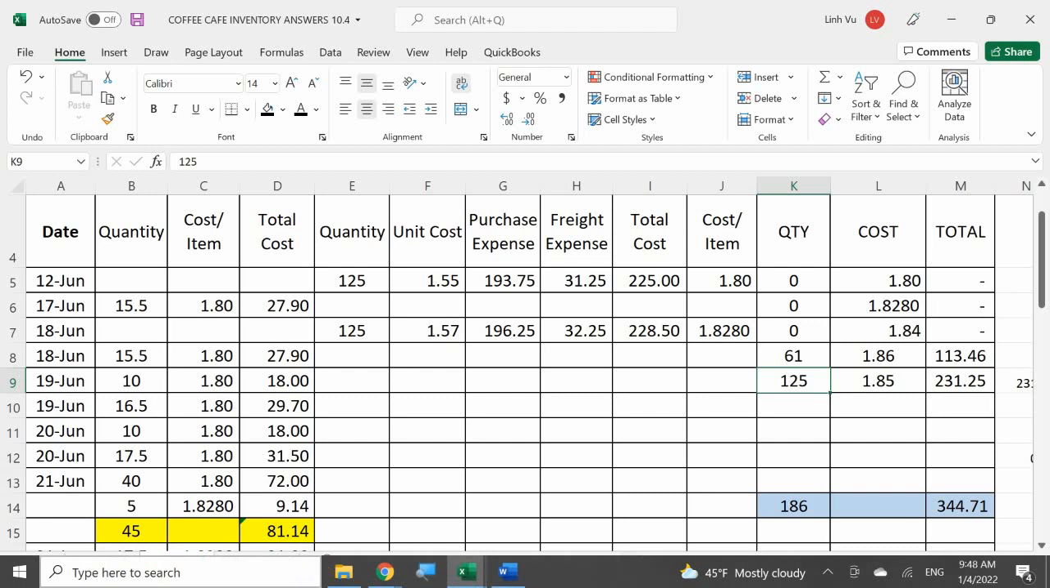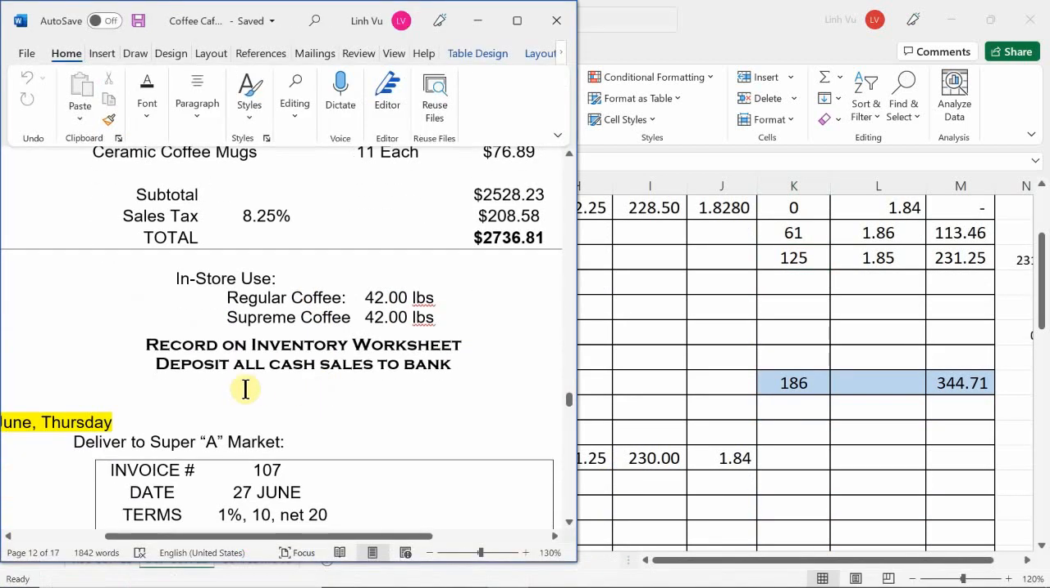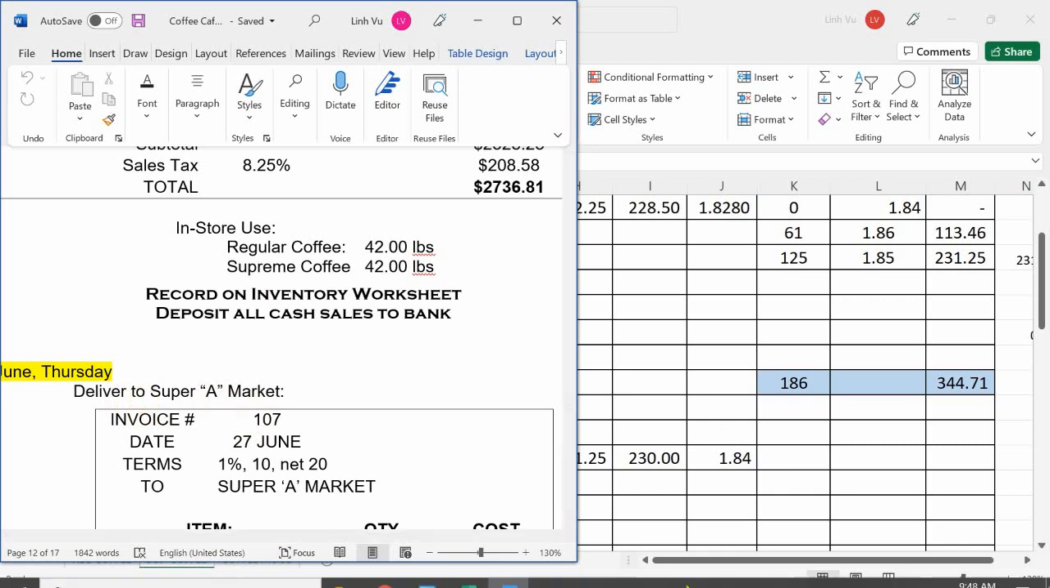So I'm going to stop here to go on break real quick. When we come back, we'll continue on with delivering to Super A Market.